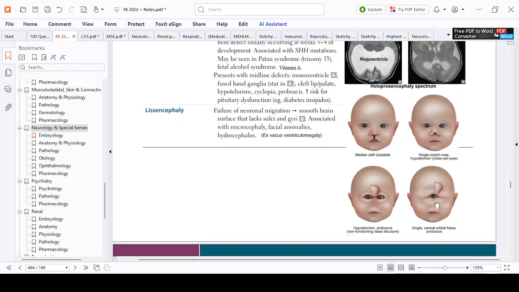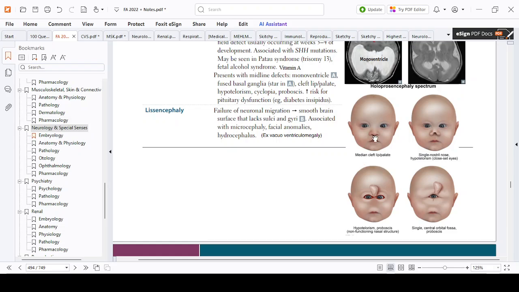Proboscis, and the single nostril nose, hypotelorism, close set eyes. You can see the closely set eyes are near to each other. This is the close set eyes, and you can see here the single nostril. There is no septum in between within this nostril. Normally we have a septum, but there will be no septum here. So this can be presented with different pictures. You can see the holoprosencephaly spectrum.